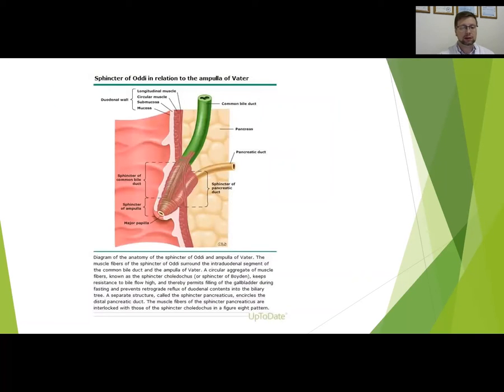Here on this slide, we can see the anatomical presentation of the region of the common bile duct. Here we can see the pancreas, pancreatic duct, sphincter of pancreatic duct, sphincter of common bile duct, and sphincter ampulla, major ampulla, and here you can see the duodenum wall. This is the sphincter of Oddi and the ampulla of Vater.